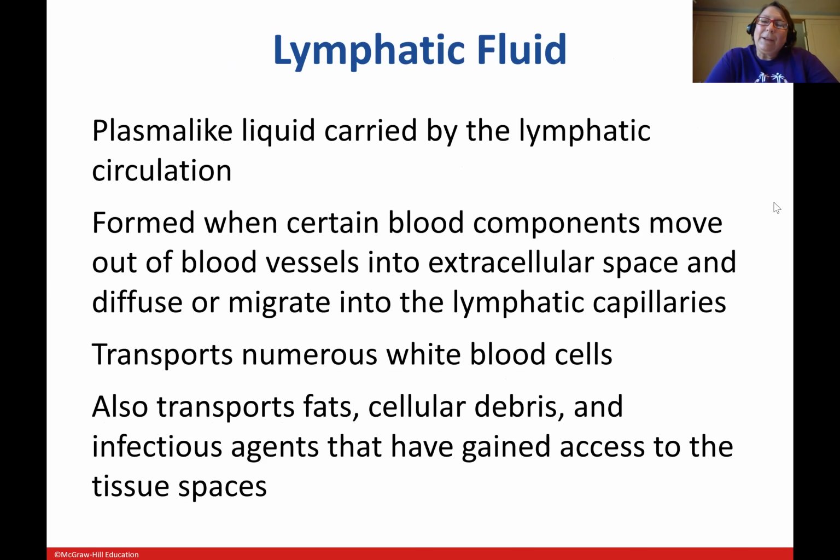Okay, so that lymphatic fluid is basically very similar in many ways to plasma. It is formed when certain blood components are moved out of the blood vessels and into that extracellular space in between the cells of the body. And that fluid then migrates into the lymph capillaries, because the lymph capillaries are there to pull excess fluid out of the body.